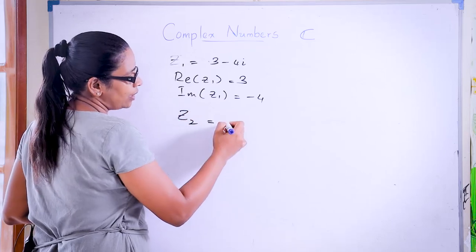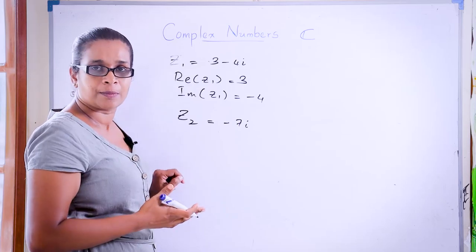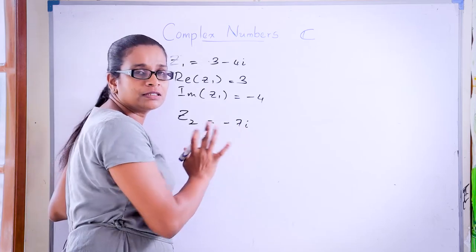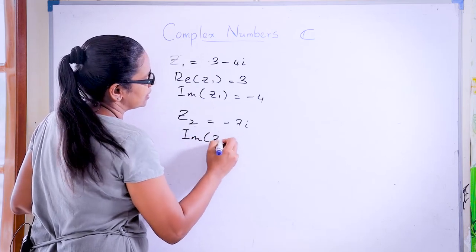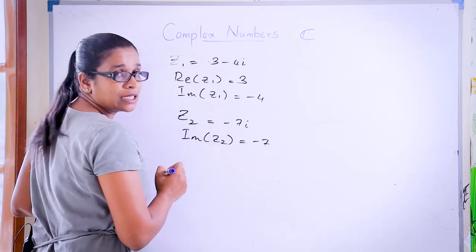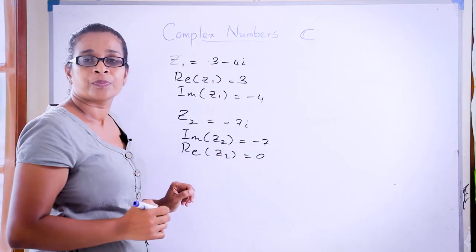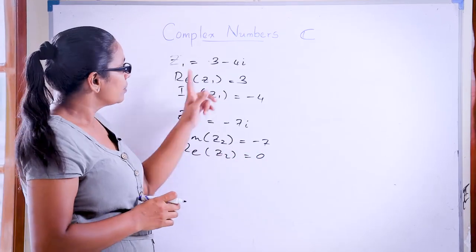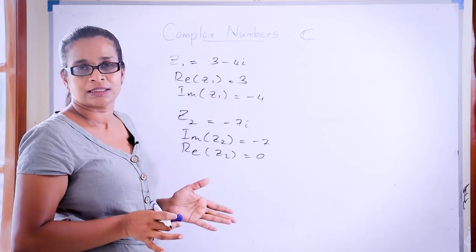Z2 equal to minus 7i. This is also a complex number, but it only has an imaginary part. So the imaginary part of Z2 is equal to minus 7. What about the real part? It is 0. I think you can understand the meaning of the real part and the imaginary part of a complex number.